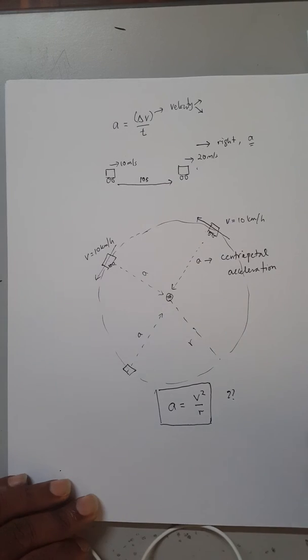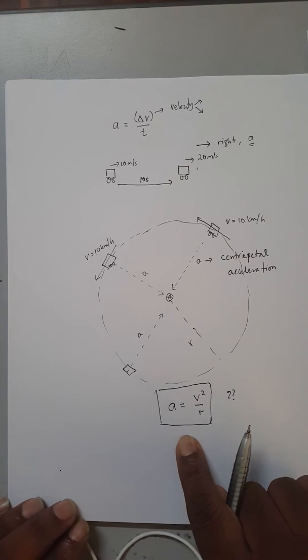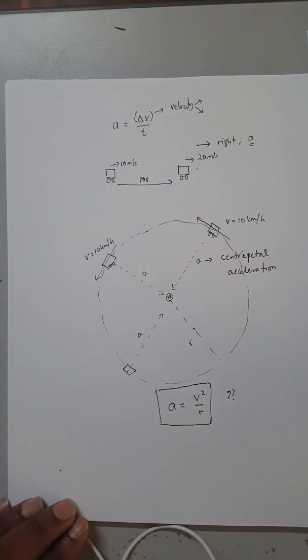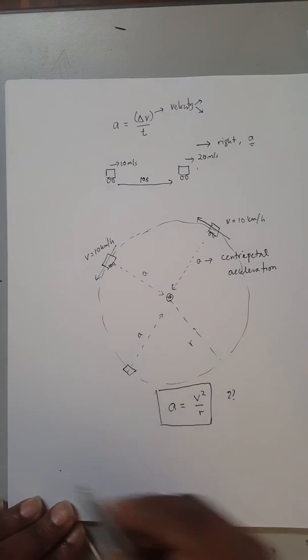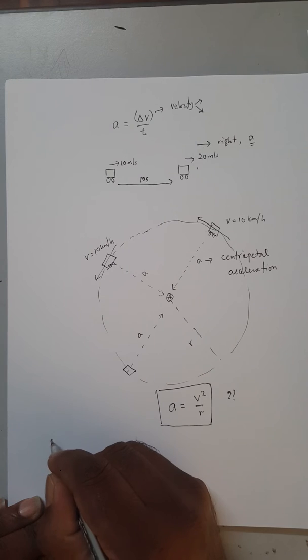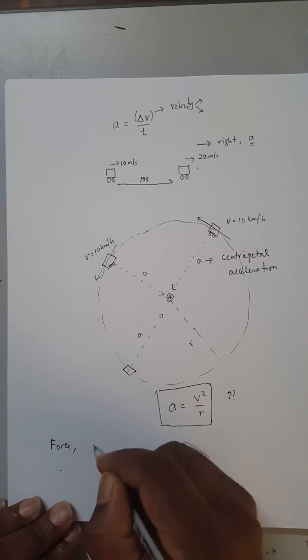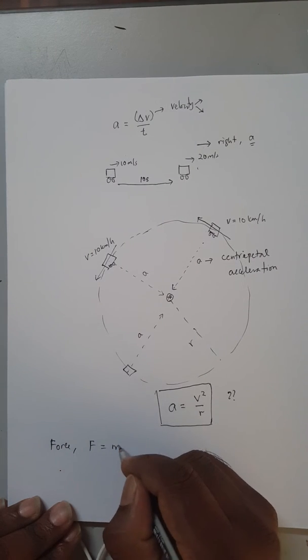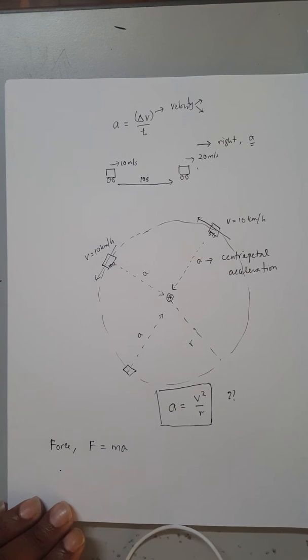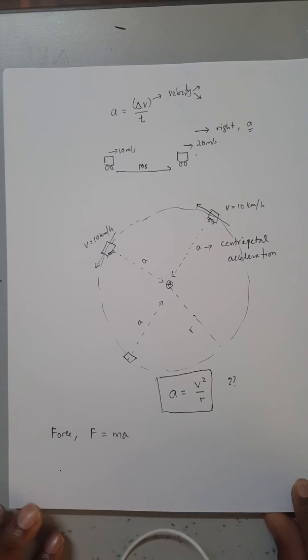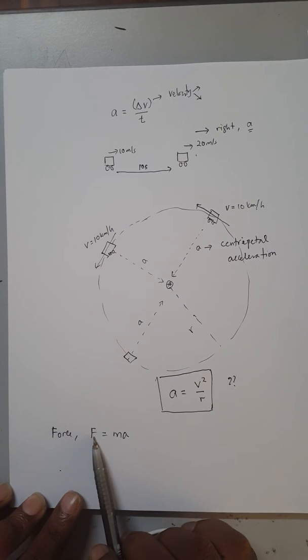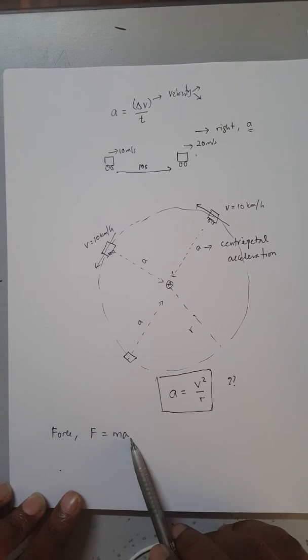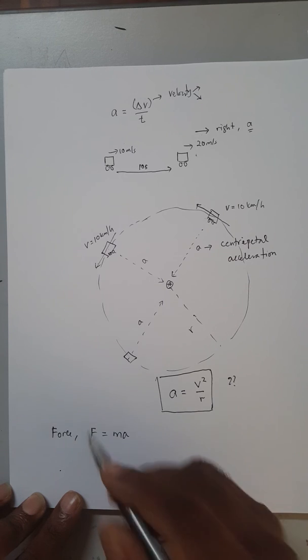Now we know that centripetal acceleration means it's towards the center. And then the last thing, we look at force. Force is F equals ma, according to Newton's second law. For a linear motion, if mass and acceleration are given, then we can find the net force.